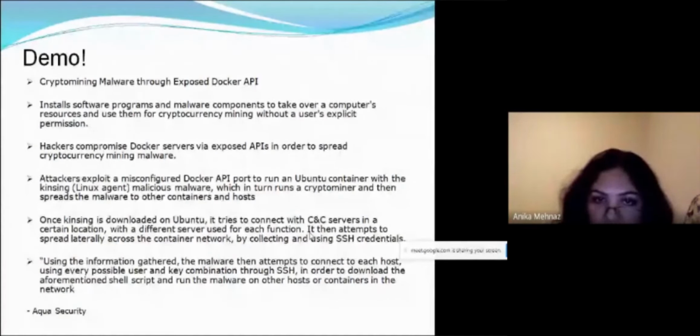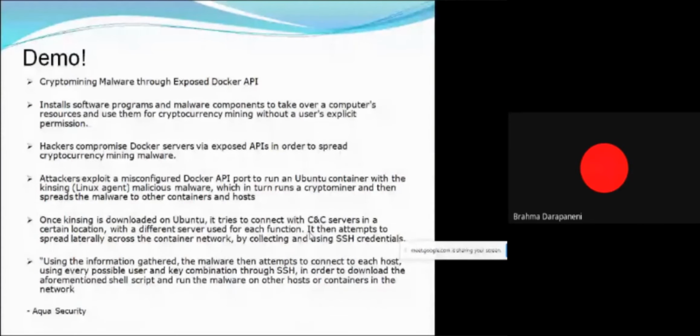Most of you must have heard of the crypto mining malware attack. It usually happens through exposed Docker APIs. What it does is install software programs and malware components to take over a computer's resources and use them for cryptocurrency mining without a user's explicit permission. The hackers compromise Docker servers via exposed APIs in order to spread cryptocurrency mining malware.